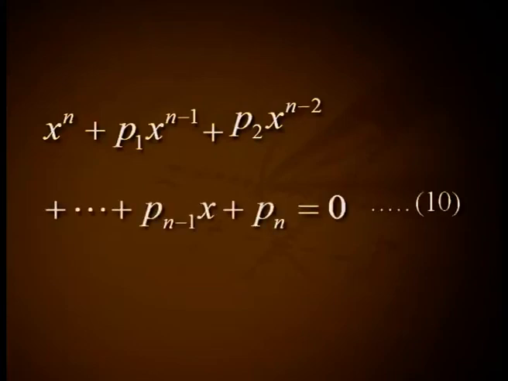i, minus i. Theorem 8. Every rational root of the equation x^n plus p_1 x^(n-1) plus p_2 x^(n-2) plus etc. plus p_(n-1) x plus p_n equal to 0, equation 10, where p_1, p_2, etc., p_n are integers, must be an integer. Moreover, every such root must be a divisor of the constant p_n.